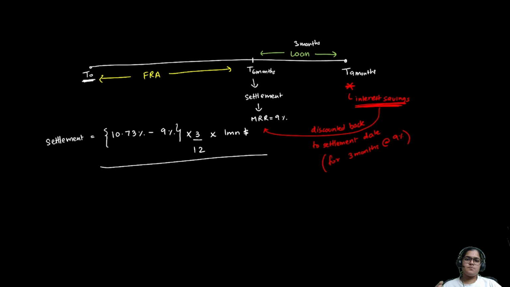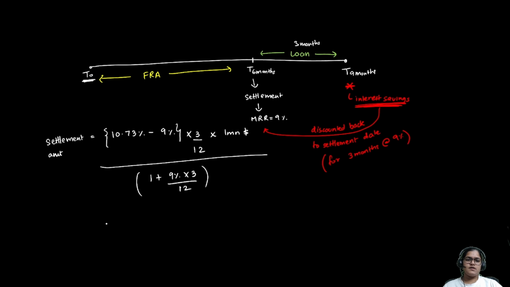But this interest payment, this interest savings, whatever it is, it will happen after 3 months. The settlement of the FRA is happening today. So this time difference is there, which again you need to adjust. So you need to discount it back at the rate of 9%. 9% is for the entire year. You need to discount it back just for 3 months, which is basically the duration of the loan. So this is your settlement amount.